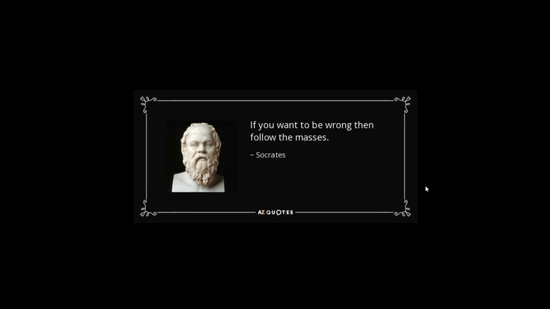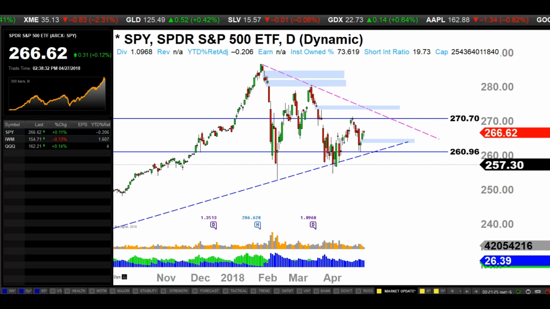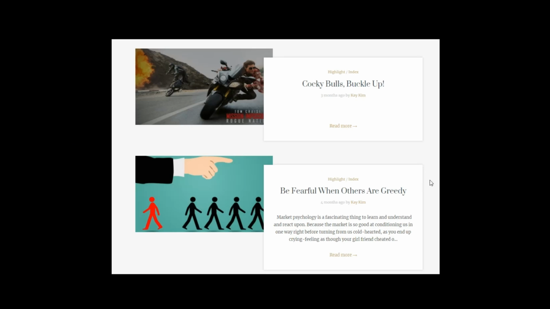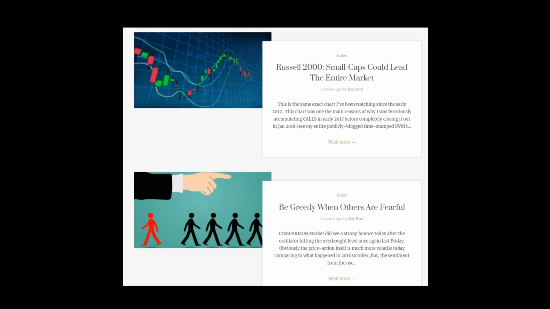And we all know this, right? What does the market say? Well, the market always fools the majority, right? If you want to be wrong, then follow the masses. And that same concept is what? Be fearful when others are greedy. That's 4 months ago, guys. This article right here, cocky bulls buckle up. This was right there. And now, when everybody is fearful, I am being greedy.